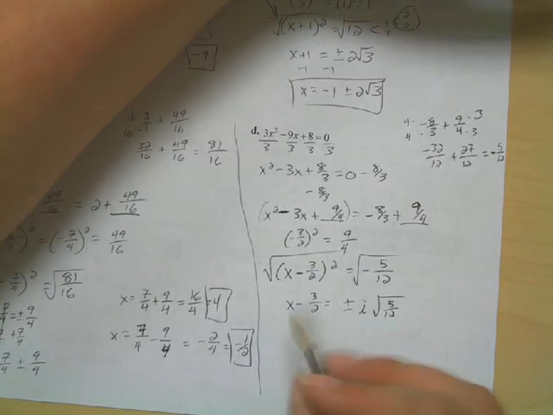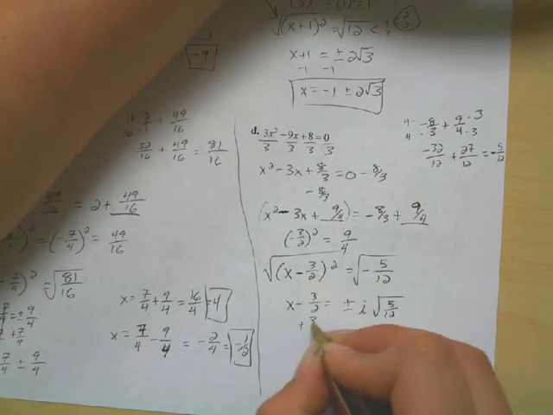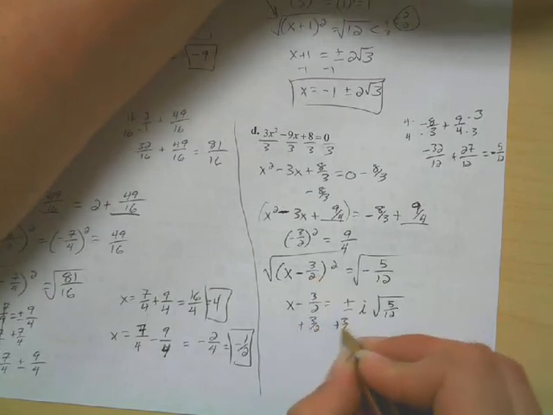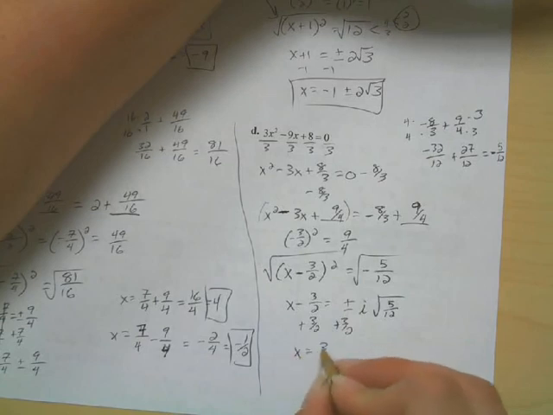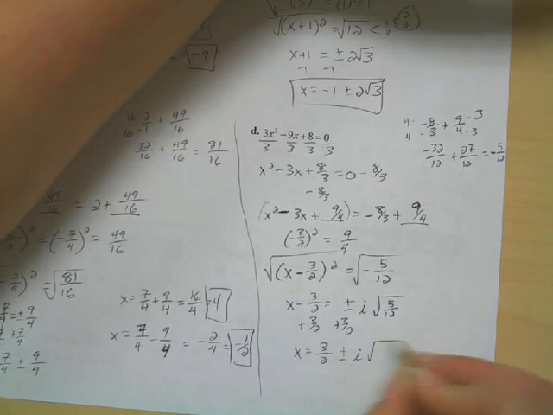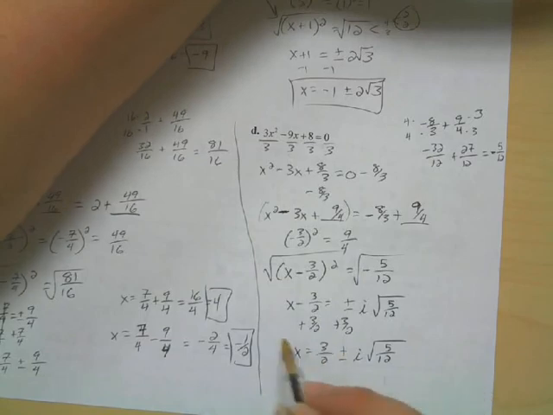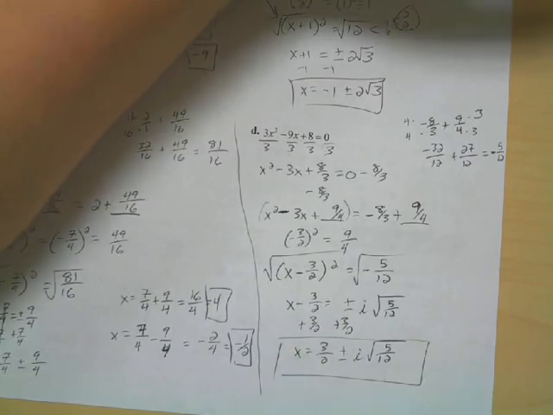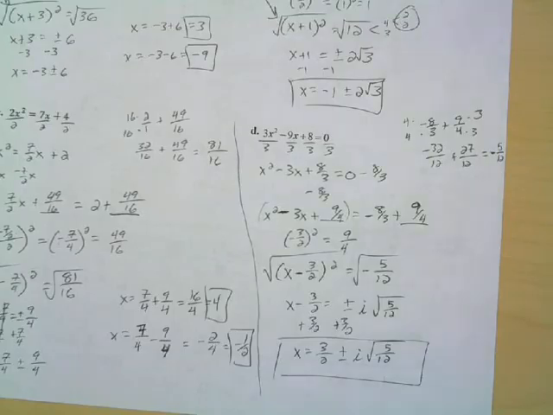So then from here, all we got to do is move that 3/2 over. X is equal to 3/2 plus or minus i square root 5/12. Nothing else reduces, nothing can be added together, so that's just your answer. Sometimes they will be ugly like that, nothing wrong with that. So that's completing the square. Watch it as many times as you need to until you can kind of see the pattern going on. Good luck.